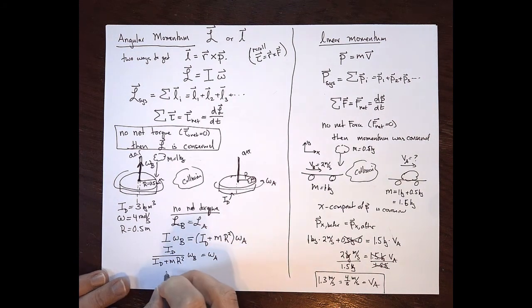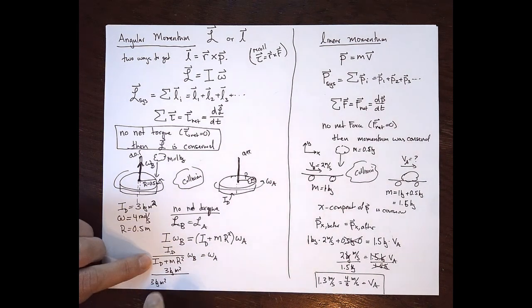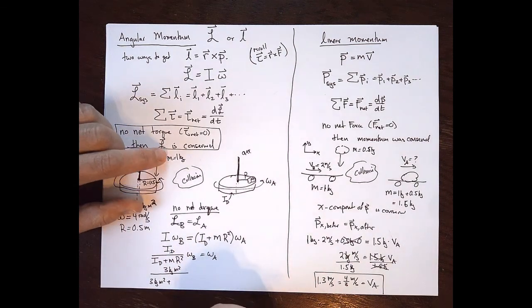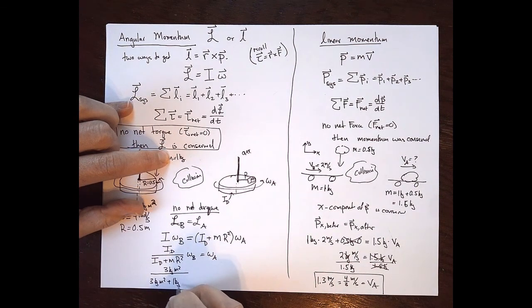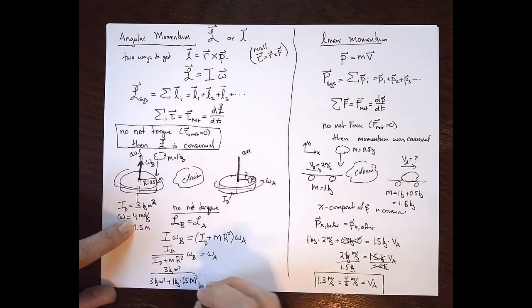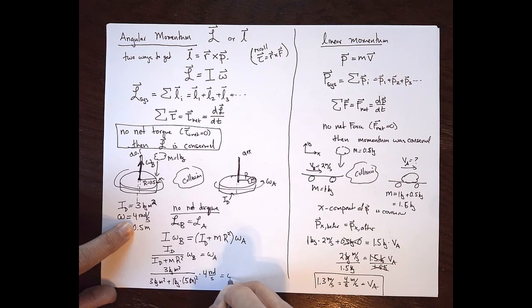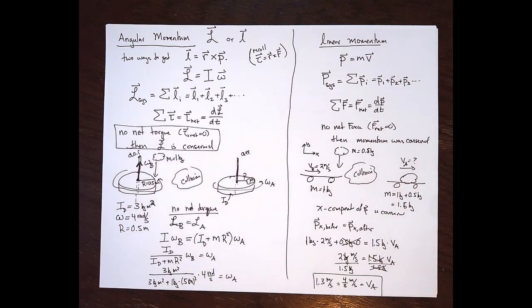All right, now we can plug in our numbers. So 3 kilograms meters squared over here, shouldn't be cubed, it's squared. And then 3 kilograms meters squared here, that's for I. Plus the mass, it's 1 kilogram, times the distance where that mass is, 0.5 meters, that'll all be squared, times the old speed, 4 radians per second, and all of that will be equal to the new speed.